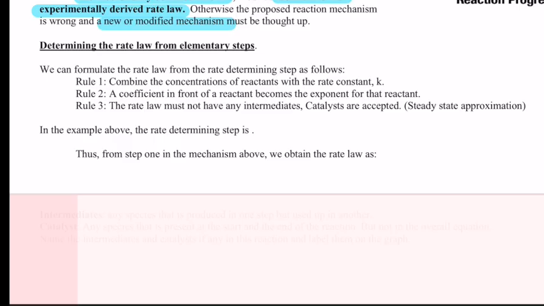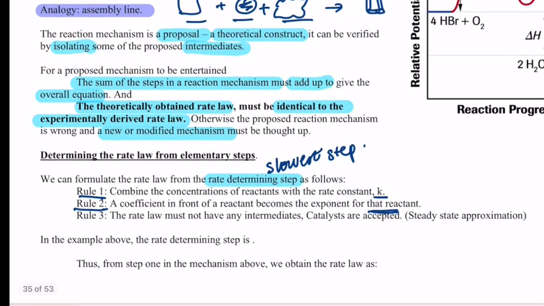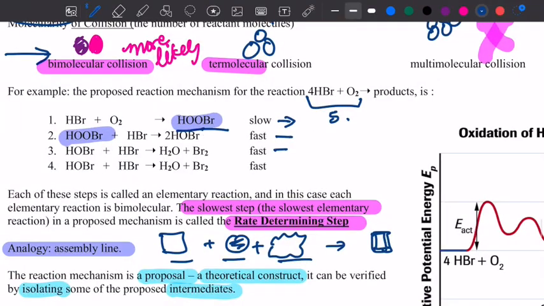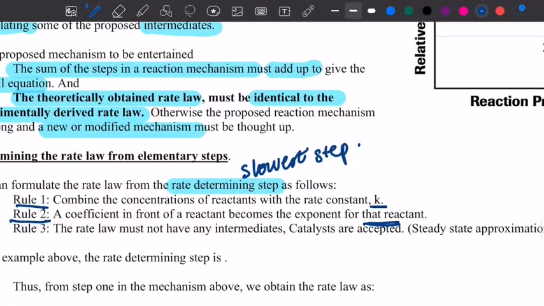So the rate law from the rate determining or the slowest step can be written following these rules. Rule 1: you combine the concentration of the reactants with the rate constant K. Rule 2: a coefficient in front of a reactant becomes the exponent for that reactant. And rule 3: the rate law must not have any intermediates. Catalysts are okay. So let's go to the slowest step here, and let's maybe rewrite that for ourselves.